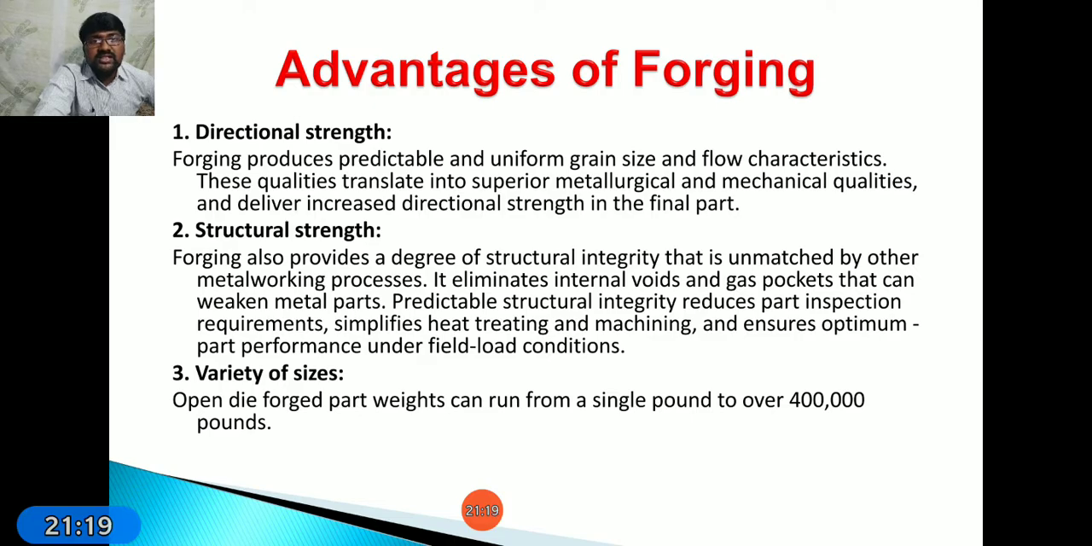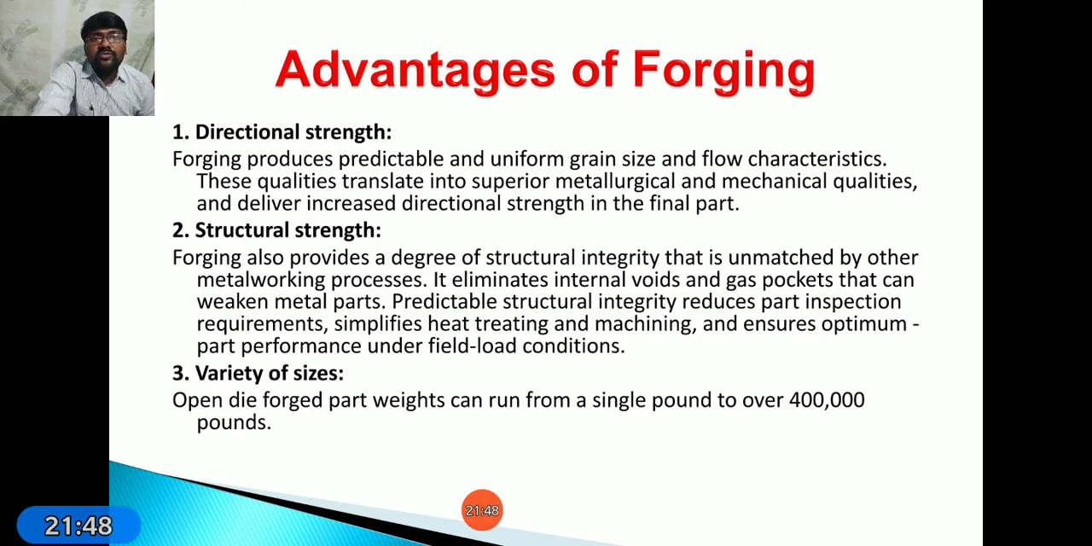Next, structural strength. Forging also provides a degree of structural integrity that is unmatched by other metal working processes. It eliminates internal voids and gas pockets that can weaken metal parts, and predictable structural integrity reduces spot inspection. All this we overcome by using this process. Due to this, the structural strength of the material will be increased.